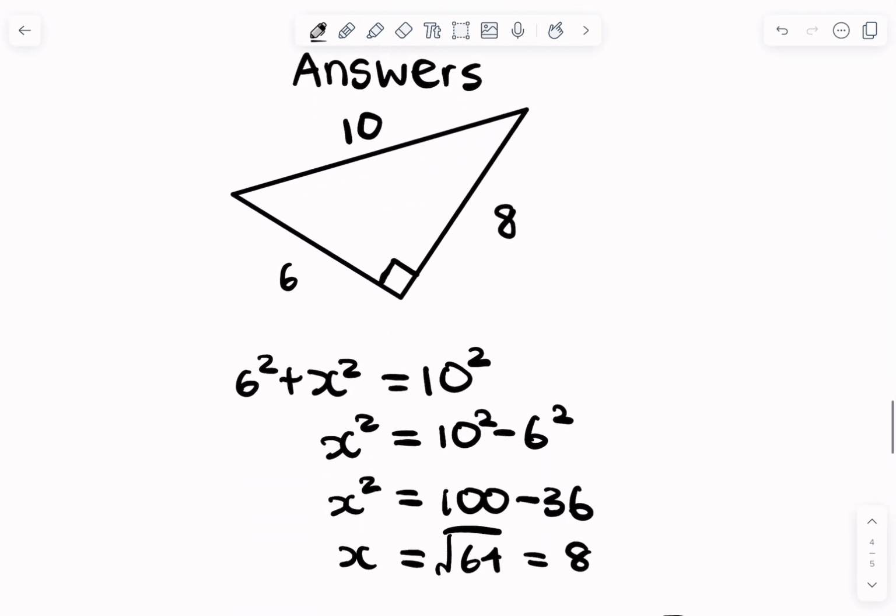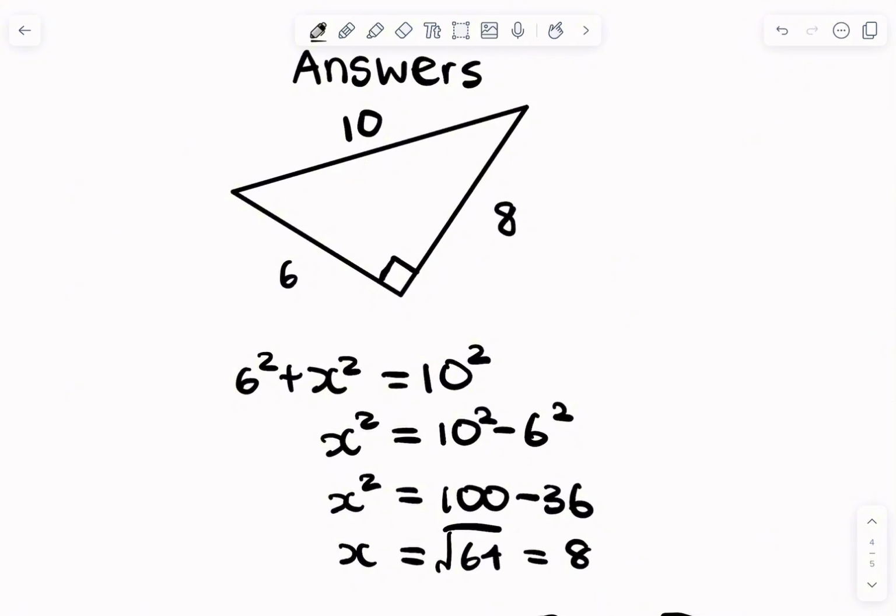Now here are the answers. So remember the formula is a squared plus b squared equals c squared. So then we can come up with the equation of 6 squared plus x squared equals 10 squared. Now we can rearrange the equation and come up with the final answer of 8.